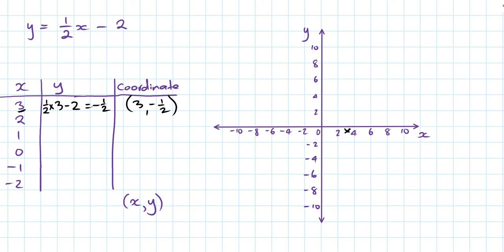Let's try the next one. When x is 2, y is equal to a half times 2 minus 2. So a half times 2 is 1. 1 minus 2 is negative 1. So my coordinate is 2, negative 1. So on my grid, I'm going across to 2 and down to negative 1, which will be there. So just filling in a few more values in the table.